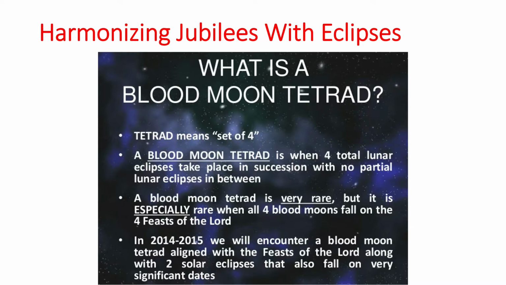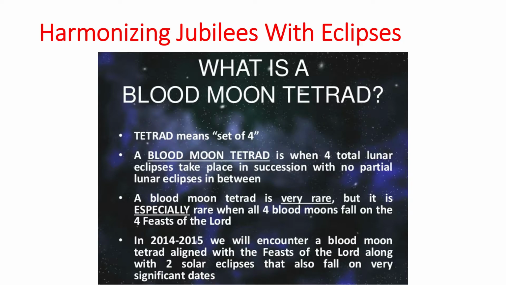So now we have to discuss the blood moon tetrads just a little bit. So tetrad means set of four. And some of them are partial, some are full. I'll show you a set where most of the big ones are full eclipses, but some of them are partial eclipses. So I want to set that up because there is one set that's very, very interesting.